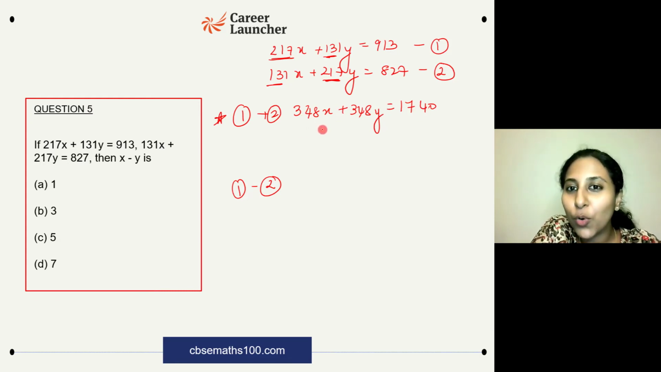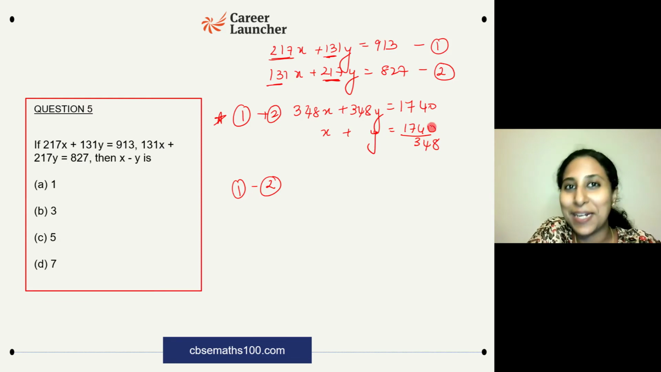When you do this, you're going to get x plus y is equal to 1740 divided by 348. So I'm dividing 348x by 348, 348y by 348, 1740 by 348. We get x plus y is 1740 by 348. What would this value be? This value will be equal to 5. So you're having x plus y is equal to 5.